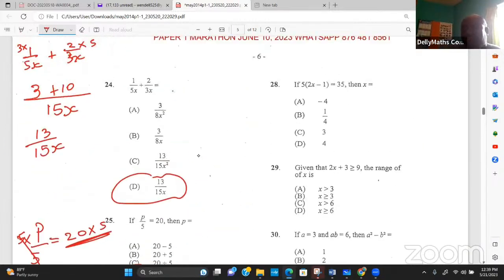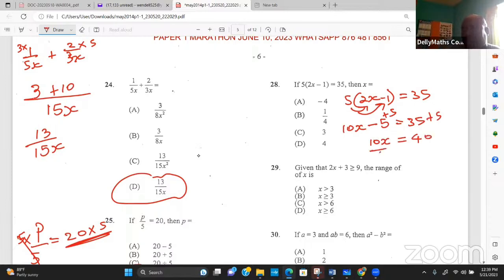We're solving, right? So we have 5 in bracket. We have 2x minus 1. This is 35. Do your regular distribution. I'm going to distribute 5 inside. 5 times 2x will give me 10x. 5 times -1 will give me -5, and this is equal to 35. Here you want to add 5 to both sides. 10x is equal to 40. Divide by 10, divide by 10. X is equal to 4. So you just work it down and you get your answer and you move.